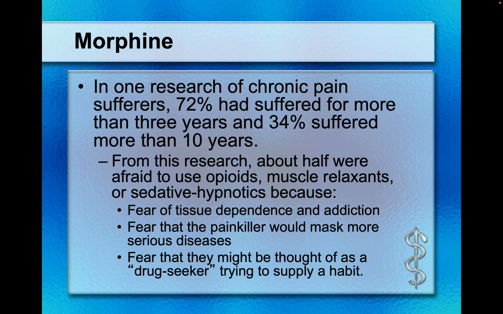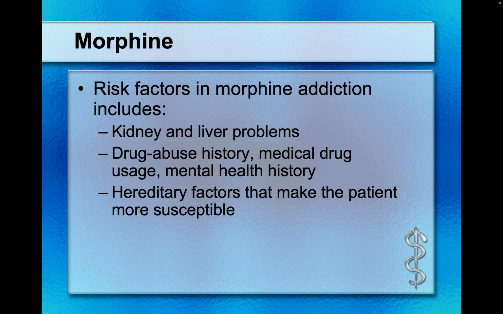In one research of chronic pain sufferers, 72% had suffered for more than 3 years and 34% suffered more than 10 years. From this research, about half were afraid to use opioids, muscle relaxants, or sedative hypnotics because of fear of tissue dependence and addiction, fear that the painkiller would mask more serious diseases, and fear that they might be thought of as a drug seeker trying to supply a habit. Risk factors in morphine addiction include kidney and liver problems, drug abuse history, medical drug usage, mental health history, and hereditary factors that make the patient more susceptible.